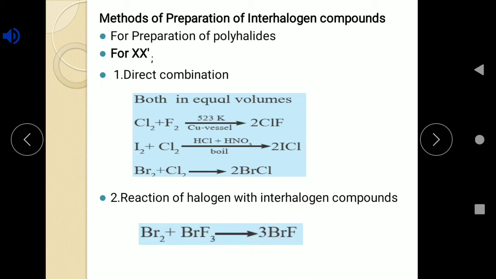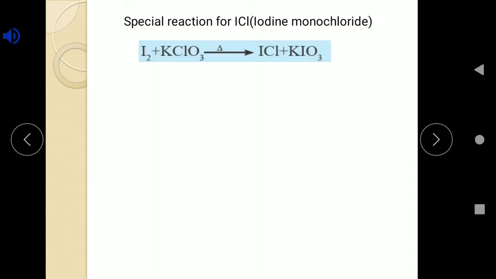And there is one special method to prepare iodine chloride. The reaction is between iodine and potassium chlorate that gives you iodine monochloride along with KIO3. So this is a special method for preparation of iodine monochloride. Now this is all about the first type, that is XX dash.